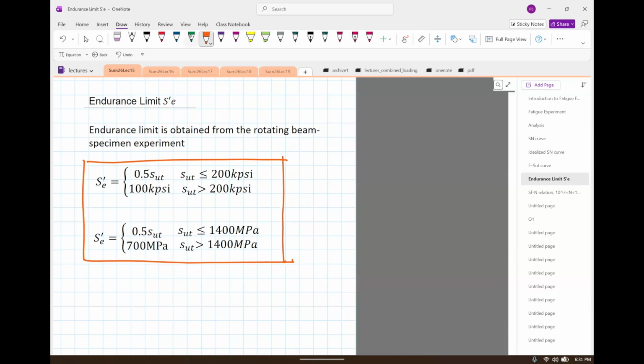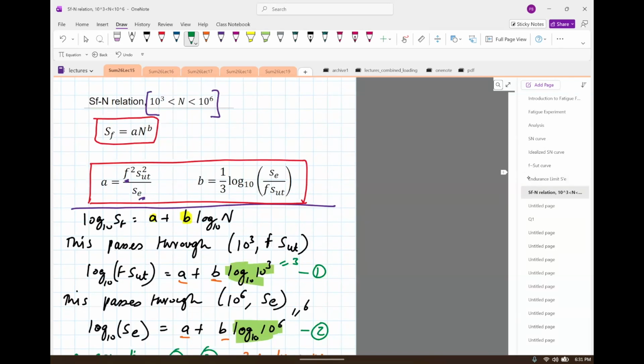So you can see there are two formulas. This formula is for kpsi, and this formula is in SI units. What this formula says is if the ultimate strength is less than 200 kpsi, then just use half of SUT. If it is greater than 200 kpsi, just use 100 kpsi. And the same for the endurance limit in SI units. So this is everything you need to know in order to model and solve for the SN curve.